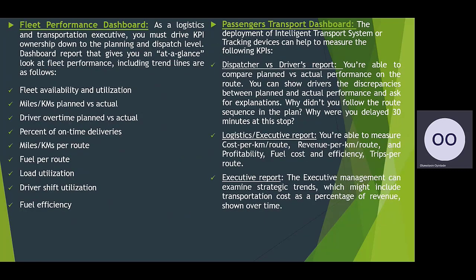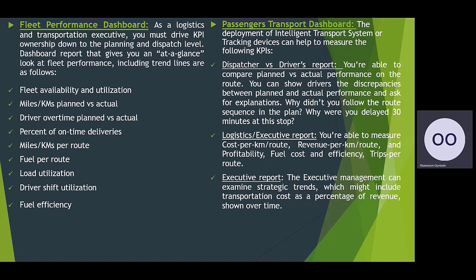Now I want to quickly look at some dashboards and reports that in the transport industry might be relevant to us, as positions or roles may apply. So I said the fleet performance dashboard. As a fleet supervisor, fleet officer, fleet manager, or fleet data analyst in the transport and logistics industry, there are some KPIs that are relevant for us to present to the stakeholders from time to time. So we need to drive KPI ownership to the planning and dispatch level. A dashboard report gives you an at-a-glance look at fleet performance.